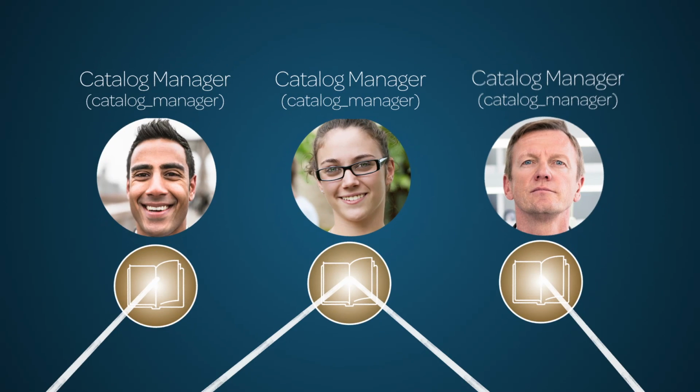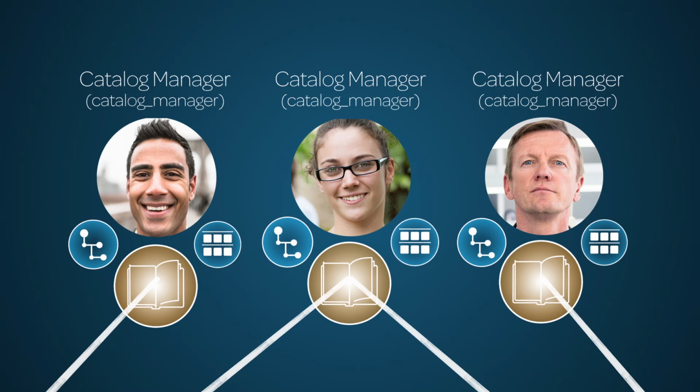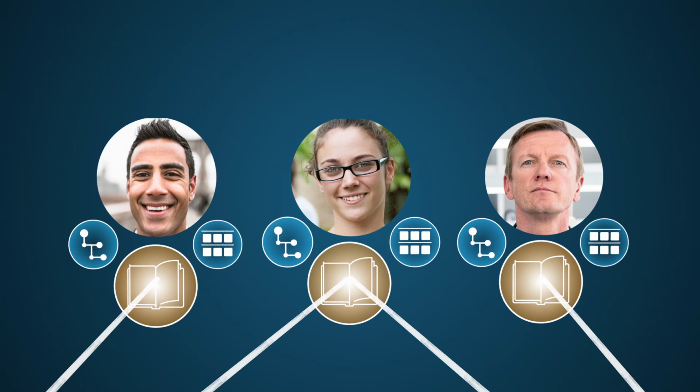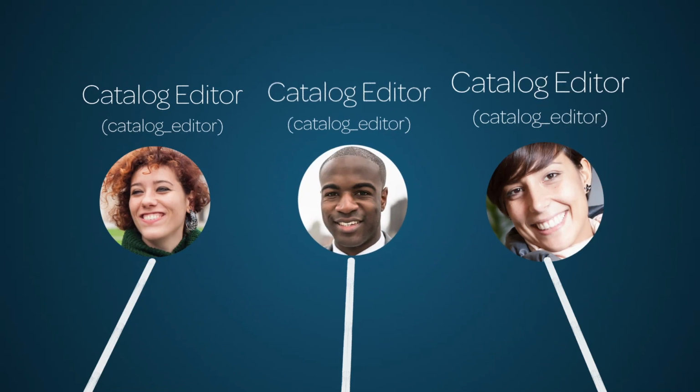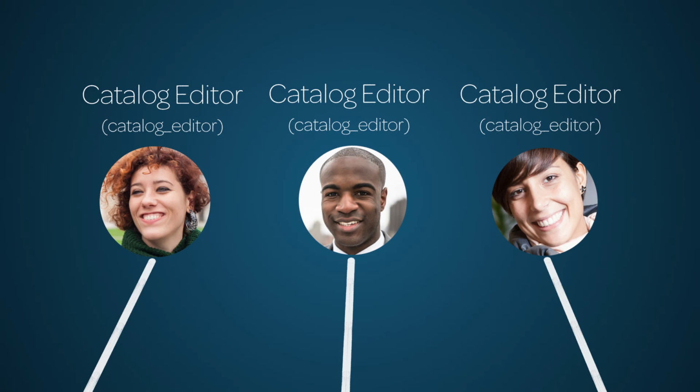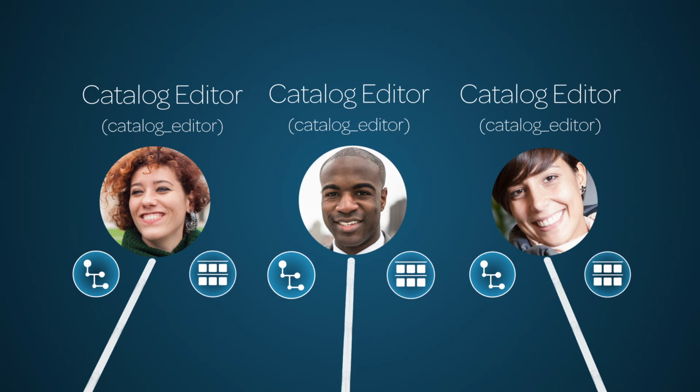Catalog managers assigned to a service catalog can edit and update it, including its categories and catalog items. Catalog managers can also assign catalog editors and assign the catalog to a different manager. Catalog editors assigned to a service catalog can perform the same functions as a catalog manager, including assigning other editors to the catalog, but they cannot reassign the catalog manager.